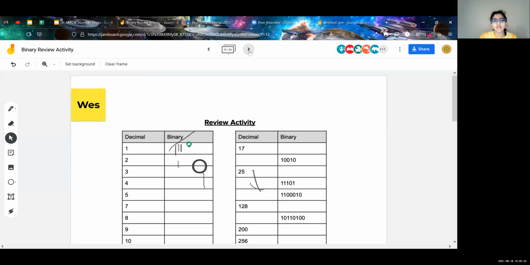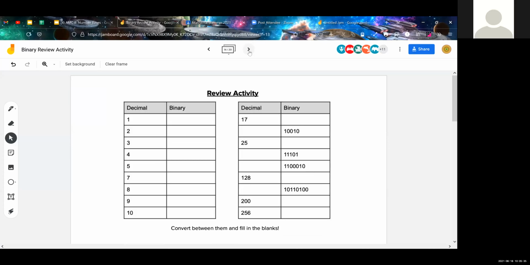Okay, it's fine if you're on the Jamboard through your phone. Make sure to have it on the side. And there are enough slides for everyone, so it should not be a problem.